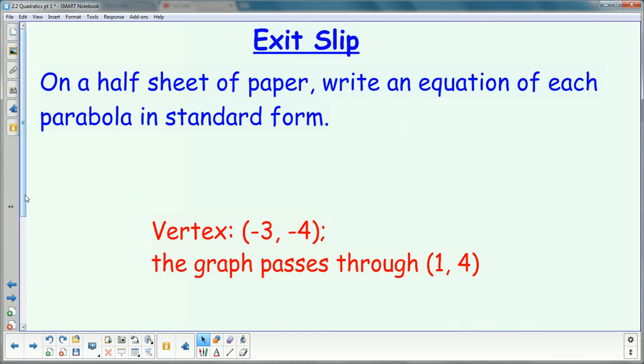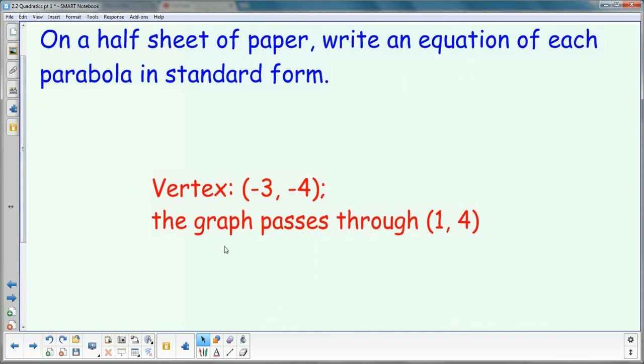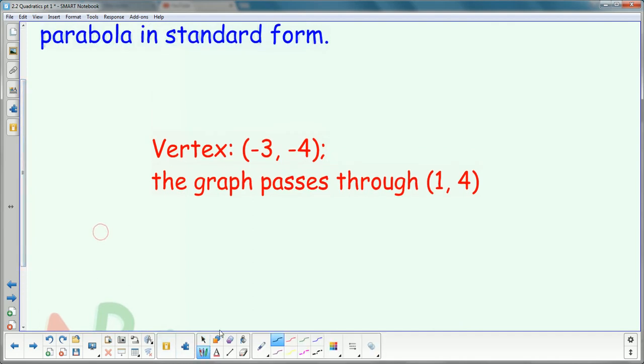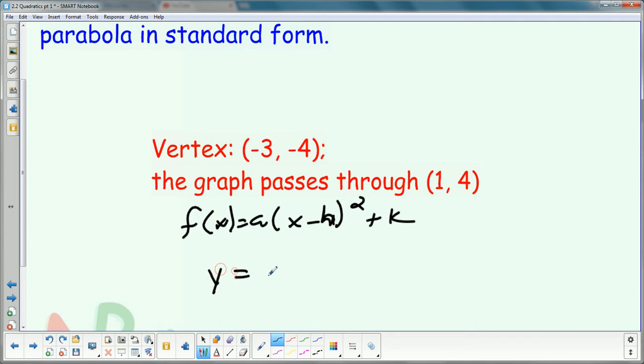Then on a half sheet of paper, you're going to turn to the beginning, is to write the equation if we know the vertex is negative 3, 4, and the graph passes through 1, 4. So see if you can do that before you come to class tomorrow. For that, remember, you're going to need to say f of x equals a, and then x minus h squared plus k. So think about where you could plug some of the other values. Another way to think of this is instead of f of x, maybe if you say y equals a times x minus h squared plus k. That might actually help you out a little bit there.